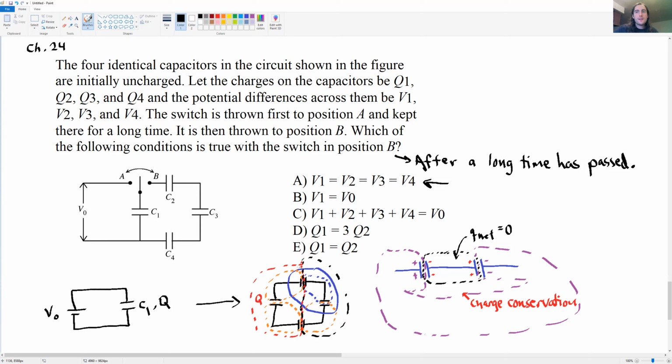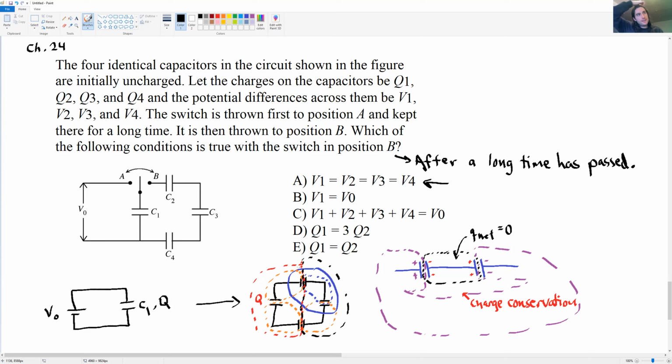So what happens to this charge Q? The charge Q is distributed. It's distributed to the other capacitors. We have 4 identical capacitors, and so the charge is cut by 1/4. So each one of these capacitors stores Q over 4 charge, and that's what we would label the Q1, the Q2, the Q3, and the Q4. Would be this Q divided by 4, and they would all be the same.